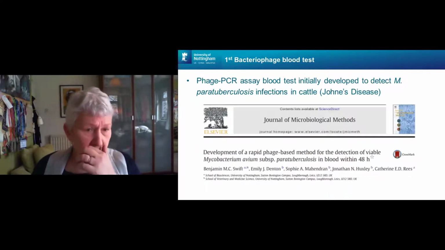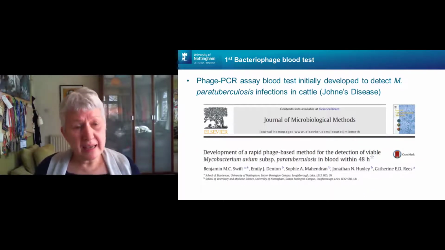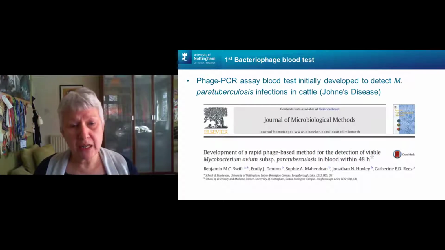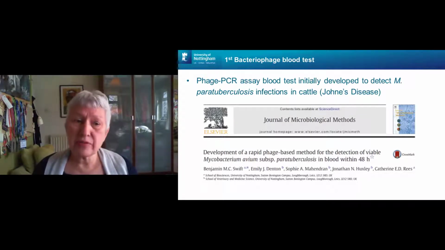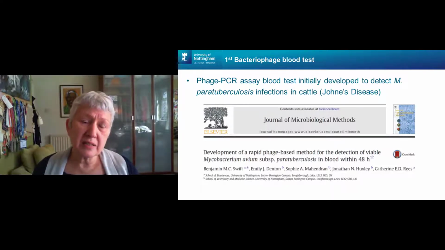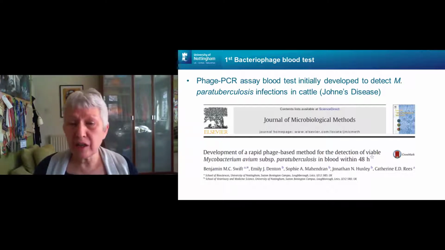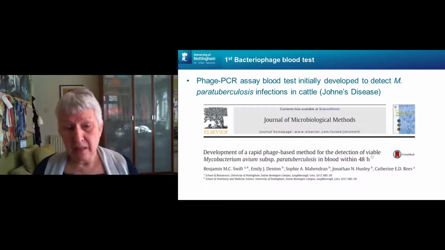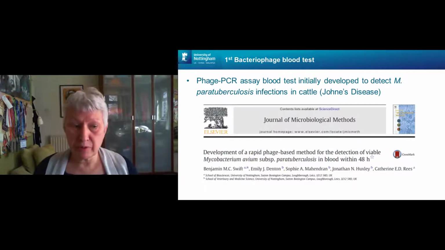All right, so our first test was developed for detection of paratuberculosis infections in cattle, Johne's disease, which is an important economic disease for the farming community. And the typical tests for the standard diagnostic for this was, one of them was culture, which would take up to 40 days. So to develop a test that took 48 hours was a massive improvement at this stage of the process.